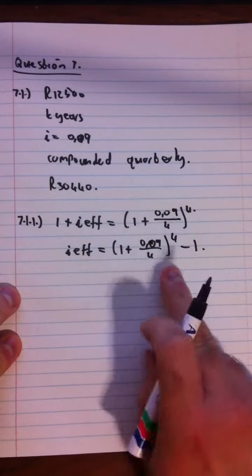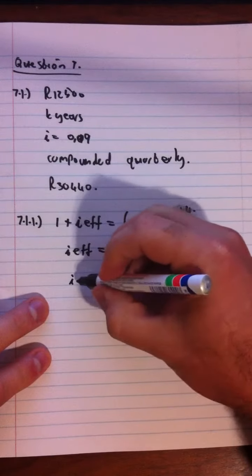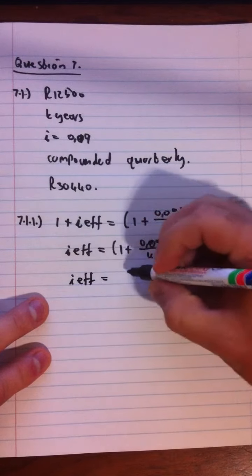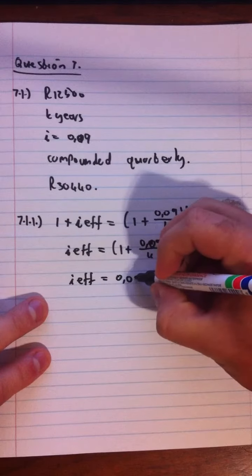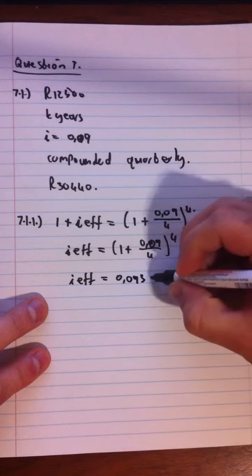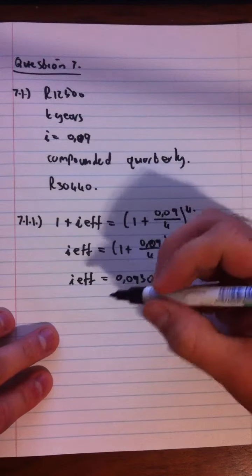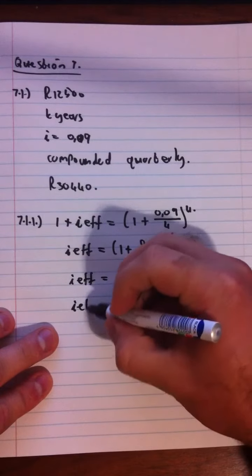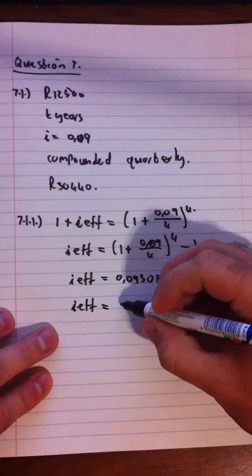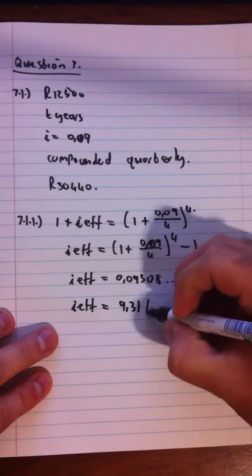And if you put this in your calculator, you'll get that the effective interest rate is equal to 0.09308, etc. So rounding that off in percentage terms, we get that the effective interest rate is equal to 9.31%.